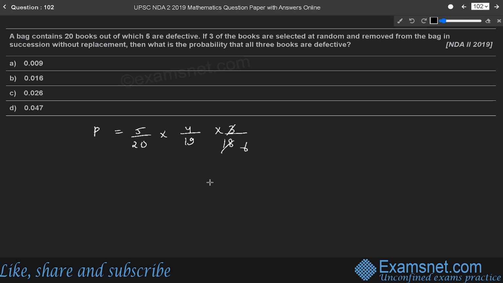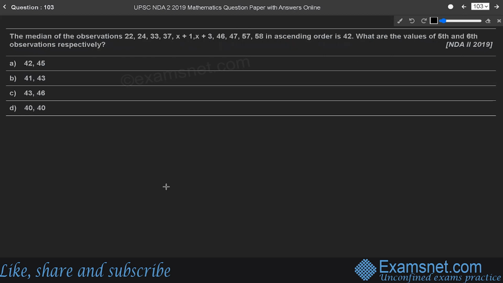So this will be cancelled. Again, this will be cancelled and 4 will be cancelled. So it will be 1 upon 114, which is approximately equal to 0.0087, which is again equal to 0.009. Hence, we can say that the correct option for this question is option number A here. Moving on to the next question.